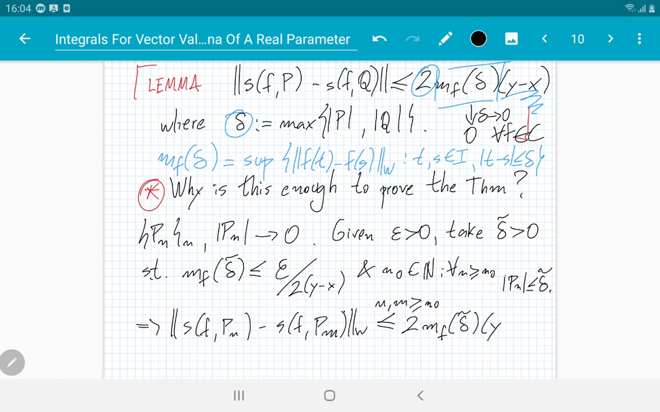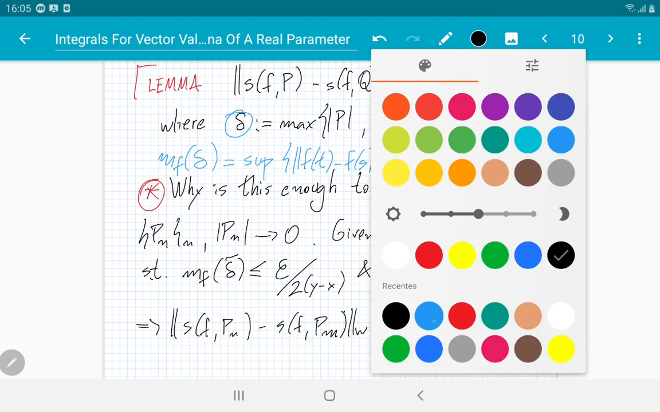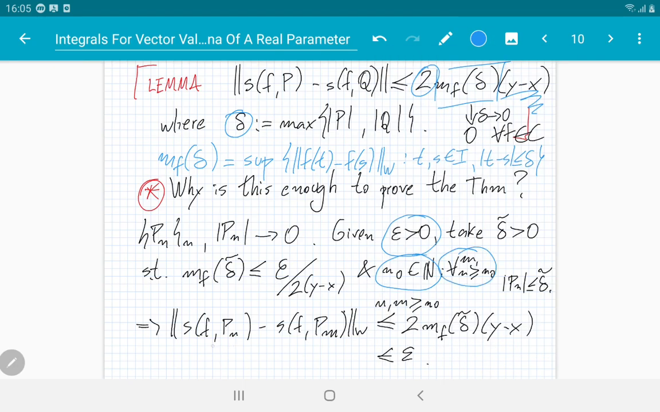Delta tilde, y minus x, and this is less than epsilon. So what we have accomplished is this. We've shown that if you give me an epsilon positive, I can find an n naught such that if I look at all points in my sequence after n naught, so actually this should be m and n greater than n naught, the corresponding Riemann sums are close together. They're a distance epsilon from one another.